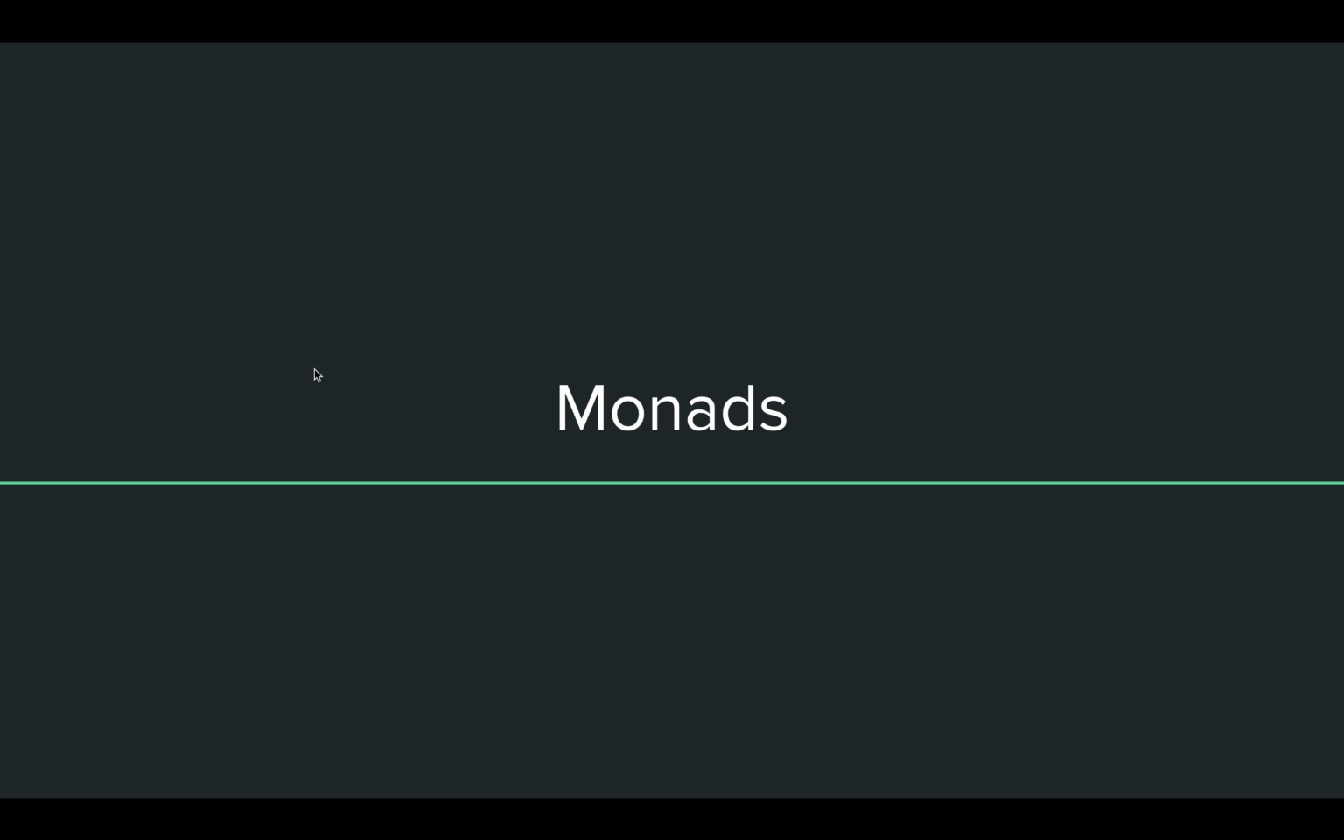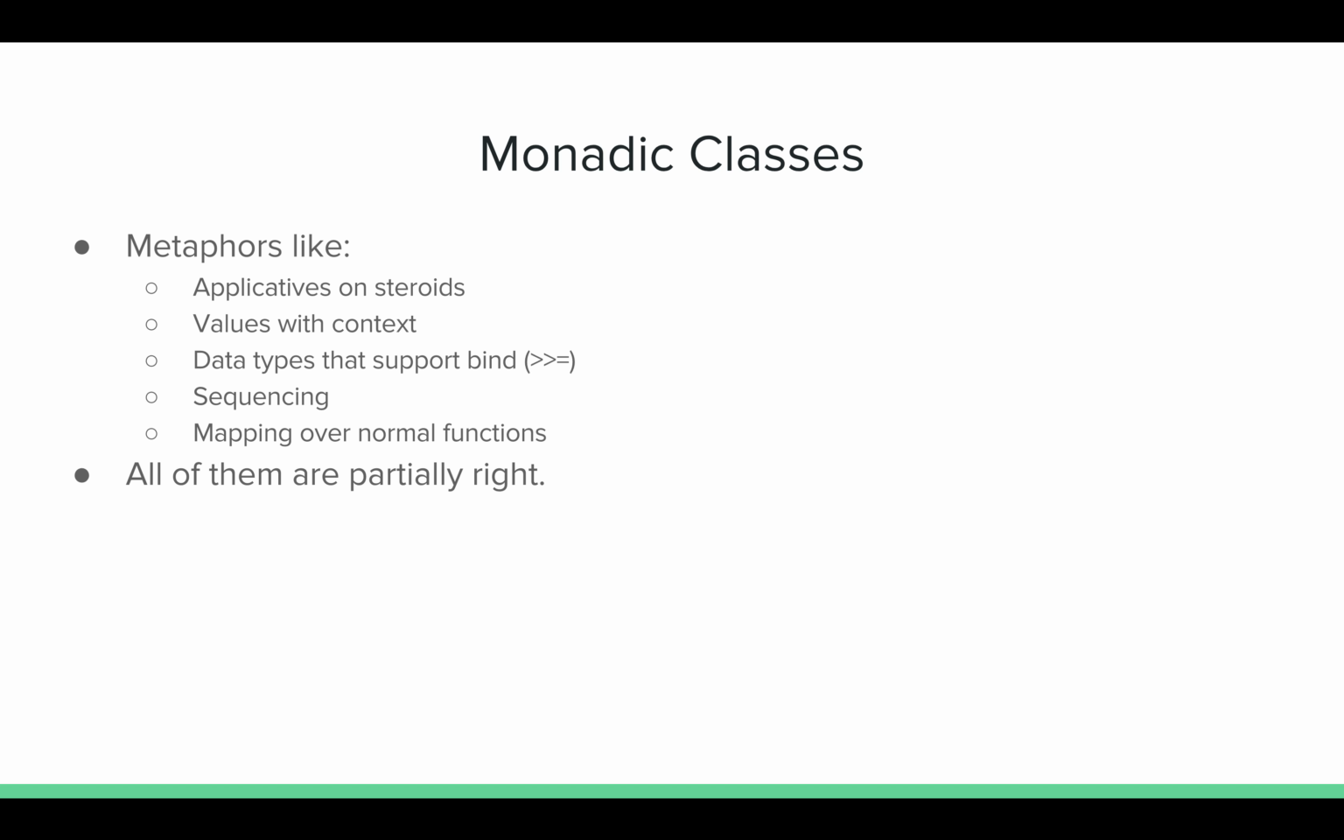Alright, on to the conclusion of this presentation series, monads. Monads are involved in most high-level features that Haskell has. There are many different metaphors one can use to understand monads in Haskell. The first is applicatives on steroids. We talked about how applicatives are kind of like functors on steroids, but monads are kind of like applicatives on steroids. As far as values with context goes, we got into that in the last presentation.